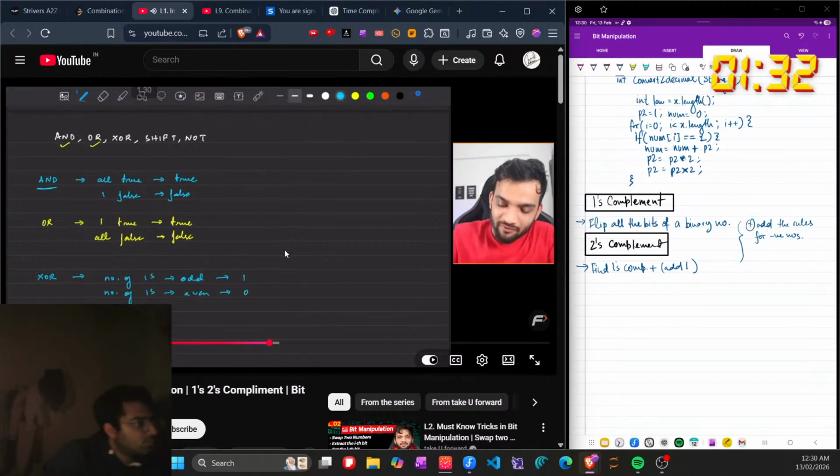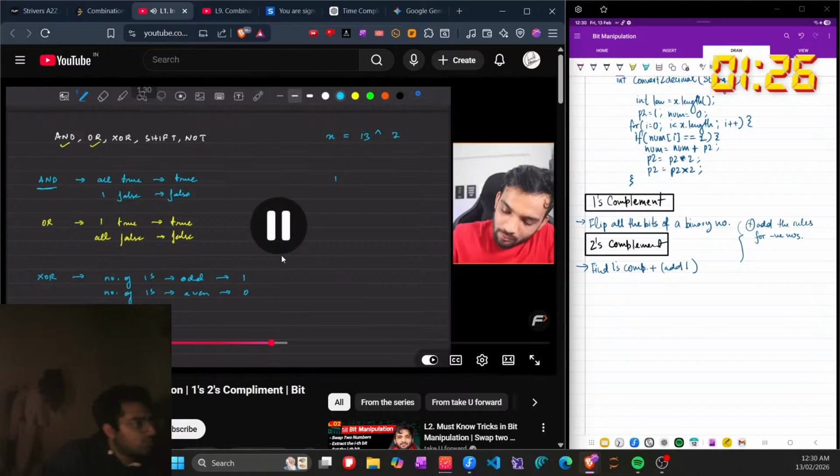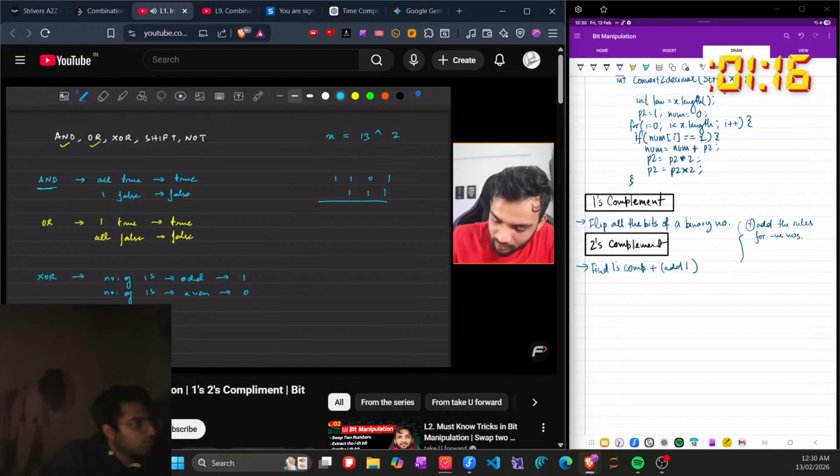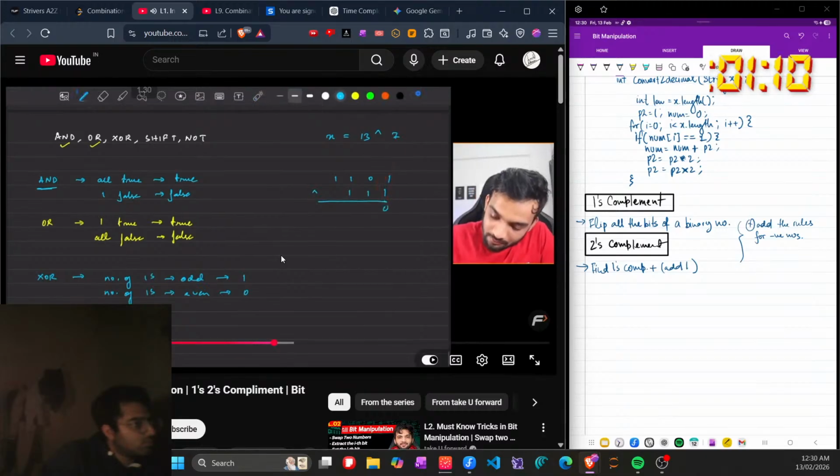Remember this. So if I say x equal to 13, the symbol of XOR is this, 7. 13 is 1, 1, 0, 1. 7 is 1, 1, 1. And if I do a XOR, which is this, how many ones are there? 2, which is even. So this will become 0.